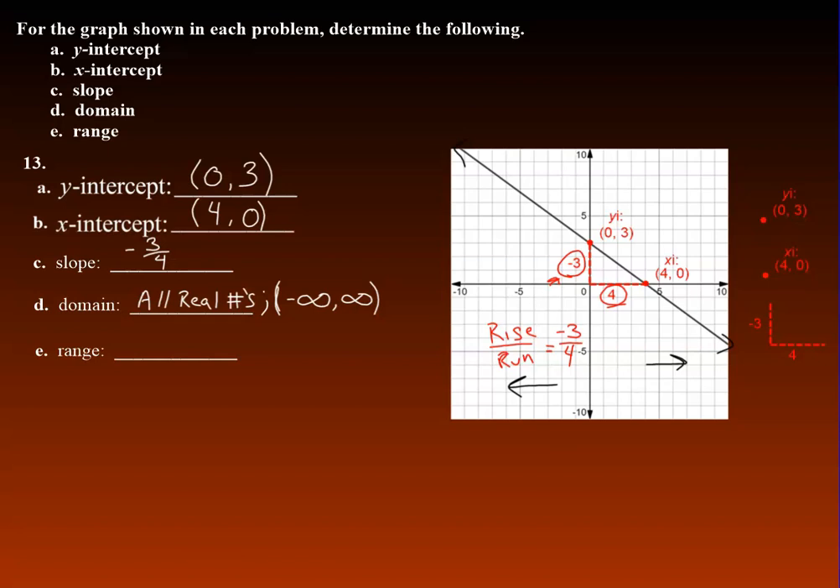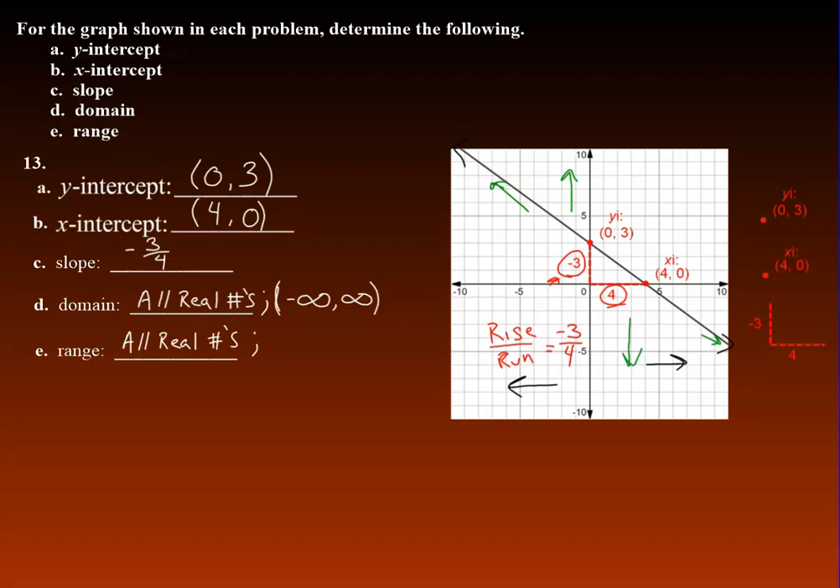As for the range, we're talking about the movement of up and down. Although our graph is going to the right forever and to the left forever, we want to now look at whether the graph is going down forever and up forever. Since this is slanted downward, this arrow here means that this is going to go downwards forever, and this arrow up here means that this is going to go upwards forever. So our range is going to be the same thing as the domain: all real numbers.